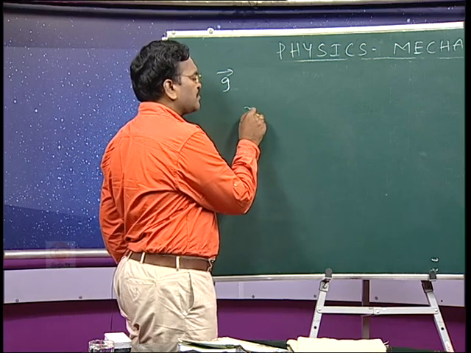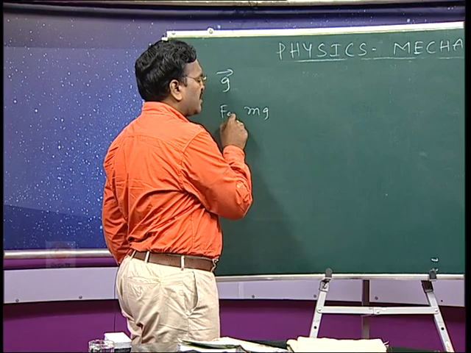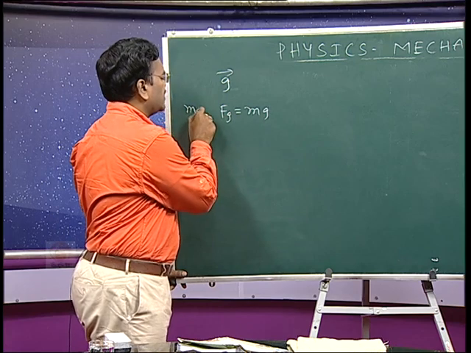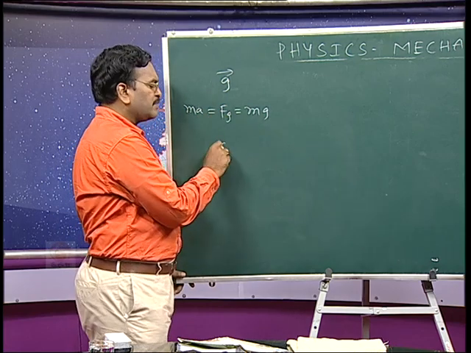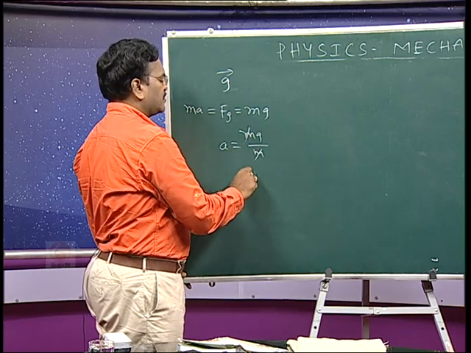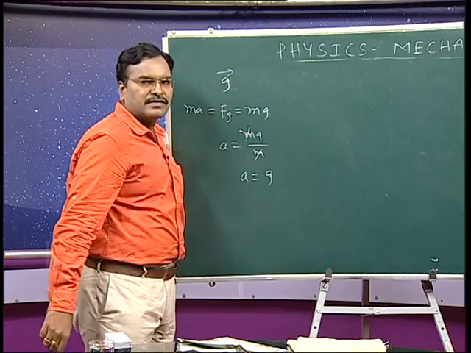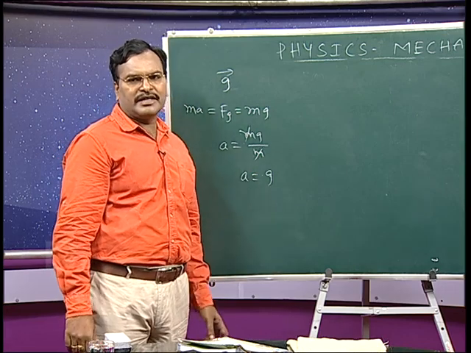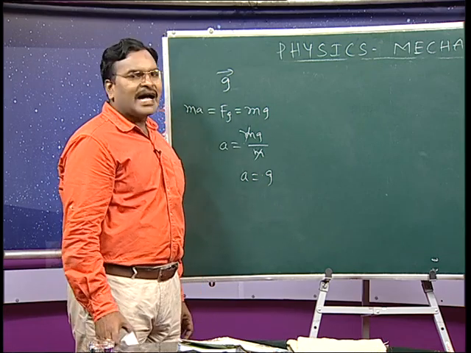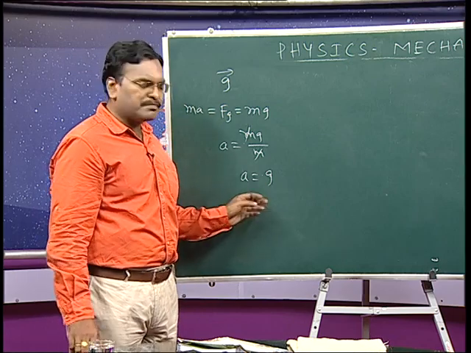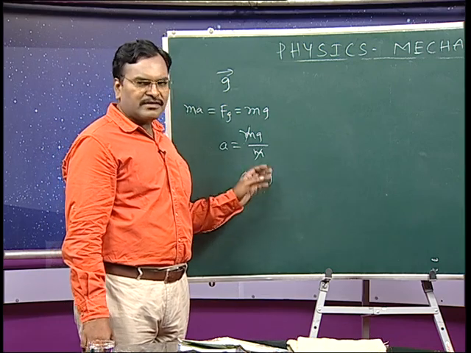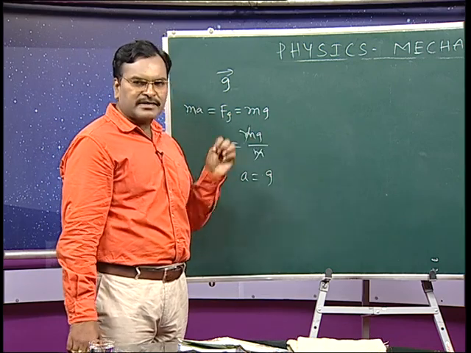What is the gravitational force? Suppose m is the mass of a body. The gravitational force is mg. Here, the resultant force ma is equal to Fg. The acceleration acquired by the body due to the gravitational force of attraction is mg by m. So, a is equal to g. So, the acceleration of a freely falling body due to gravitational force is the acceleration due to gravity. Acceleration and acceleration due to gravity are both the same, with the same units.